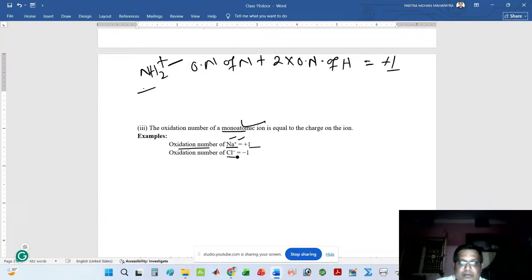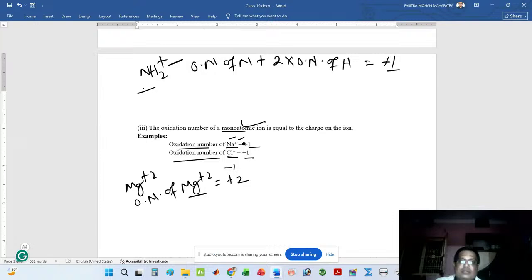Similarly, take another example, Cl minus ion. Here the charge is minus 1. So I can say that the oxidation number of Cl minus ion is minus 1. You can also take Mg2 plus. Here you can say that the oxidation number of magnesium in Mg2 plus is plus 2.